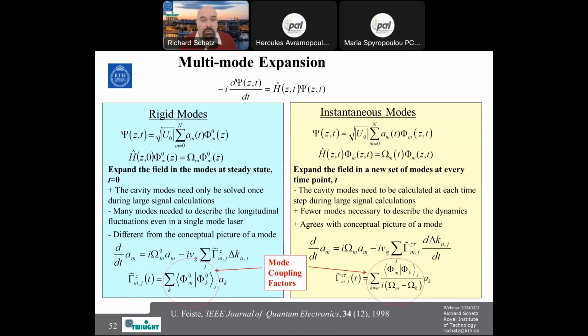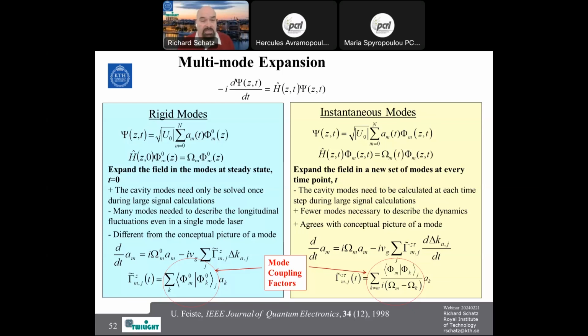Then you can decide if you want to use rigid modes or instantaneous modes. I will just say, in LaserMatrix, you can choose between these two kinds of modes. Rigid modes are the modes at threshold. After that, you have fixed your eigenfunctions. So that means that if you have a single mode model, it cannot take into account chirp or how the intensity changes during modulation. To do that, you need many modes in the rigid mode model.